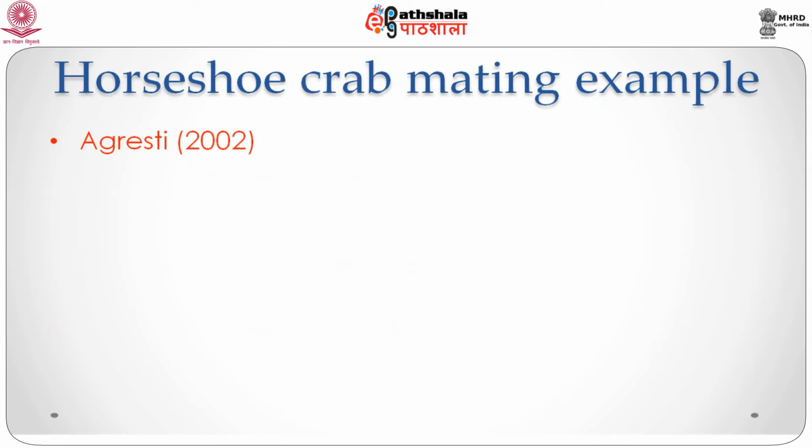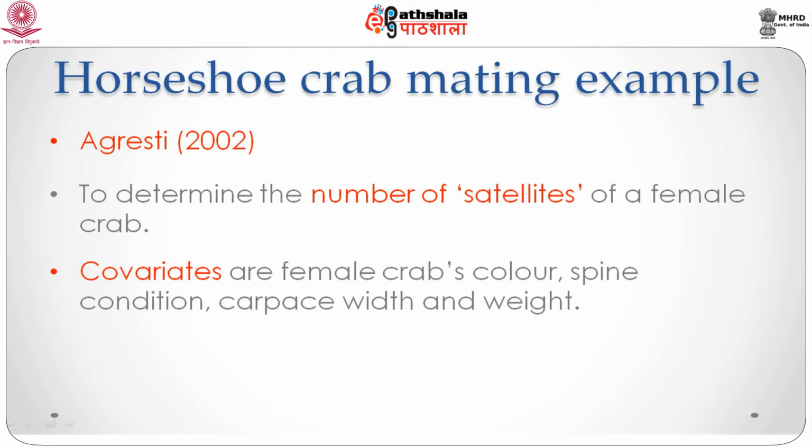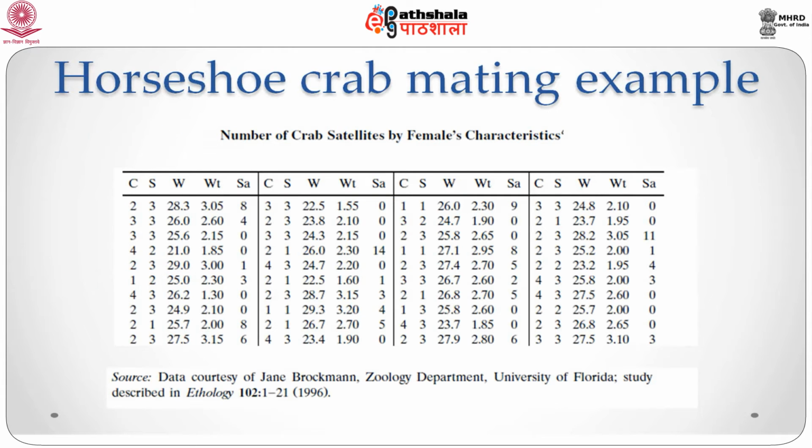Let us look at a data set on horseshoe crab mating, which has been discussed by Agresti in his book. The count data which I am concerned with here is the number of satellites of a female crab. By number of satellites, we mean the number of male crabs which reside near a female crab. We're interested in relating this number of satellites to covariates of the female crab, which are color, spine condition, carpus width, and weight. For now, we shall only consider width as a predictor, though of course it is easy to generalize the models which we shall define to include additional covariates.